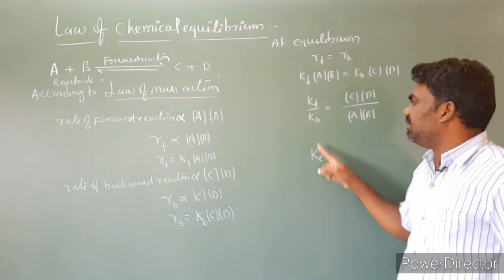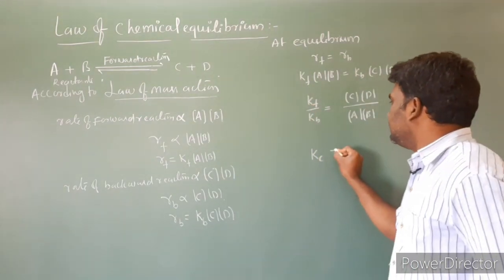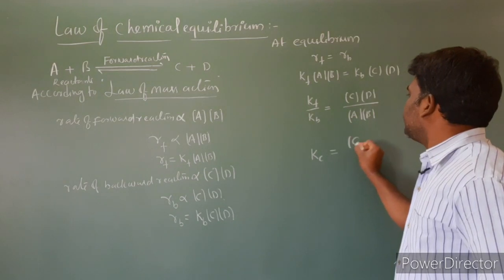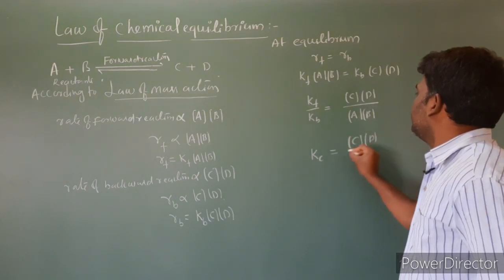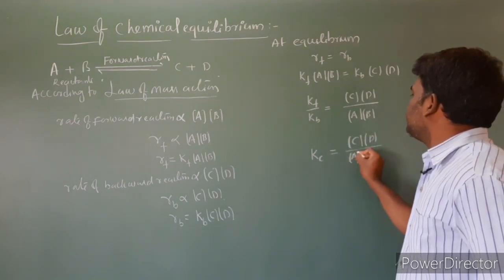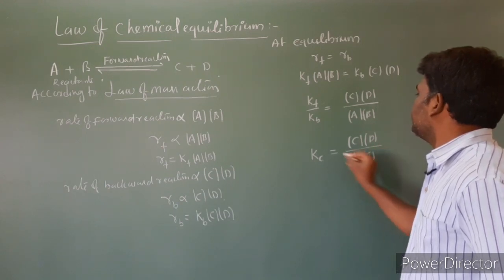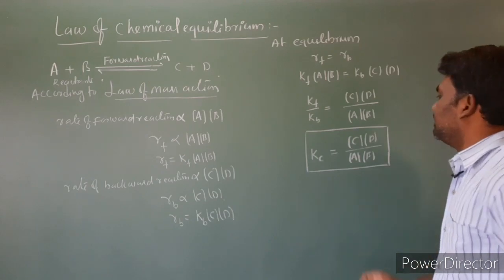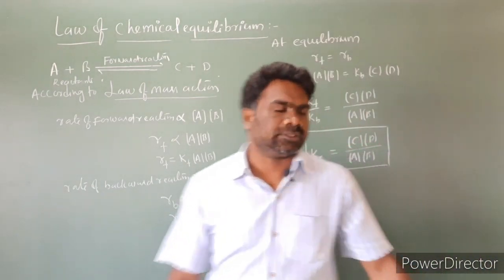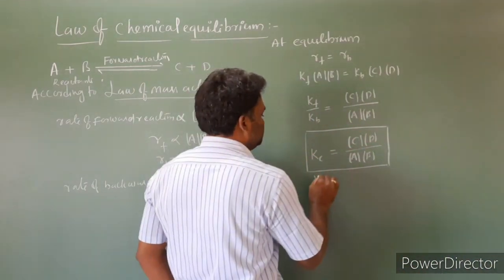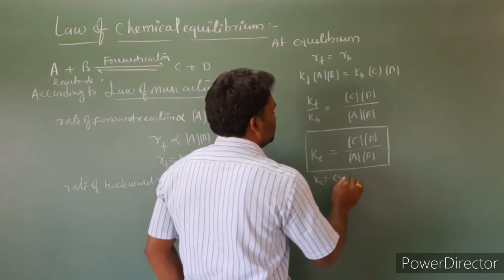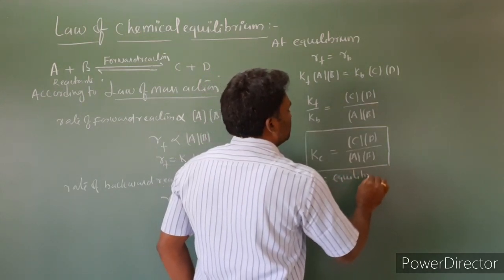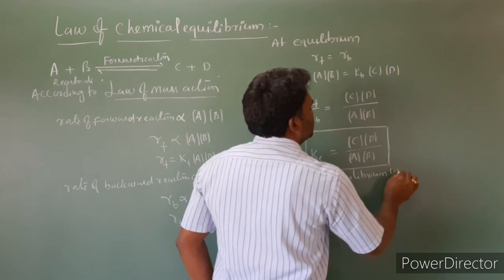So Kf by Kb I am labeling as Kc. So Kc is equal to C concentration times D concentration by A concentration times B concentration. So this is the equilibrium constant. Here Kc is the equilibrium constant.